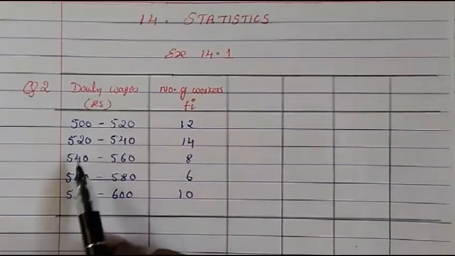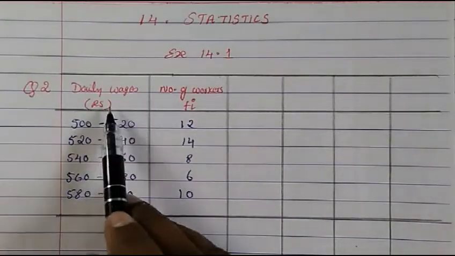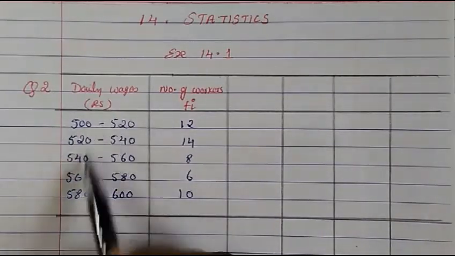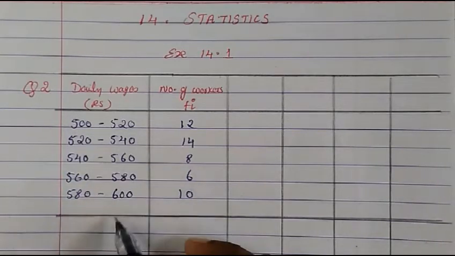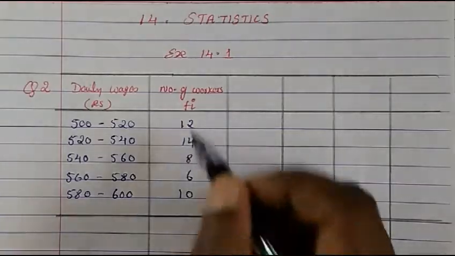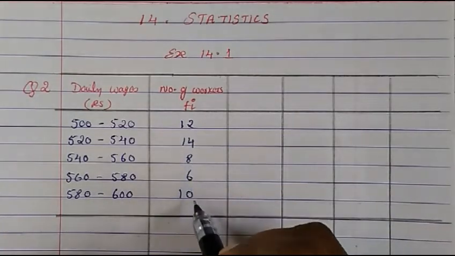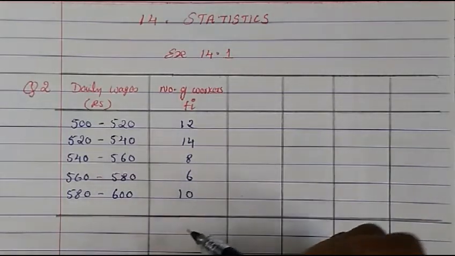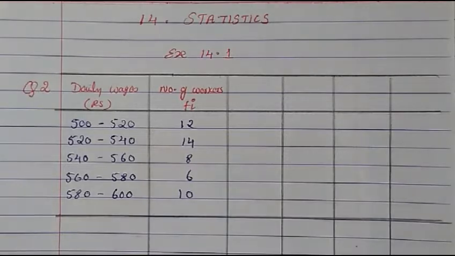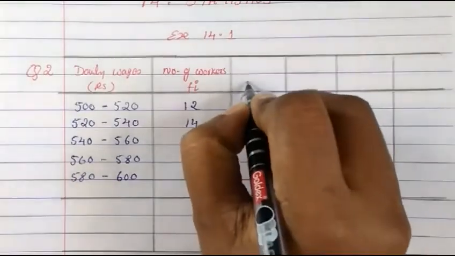I have written down the question, the two columns as it is given. Daily wages in rupees: 500 to 520, 520 to 540, 540 to 560, that way. Then the number of workers, so that becomes our fi: 12, 14, 8, 6 and 10. So the next step is to find the class mark, that is xi.